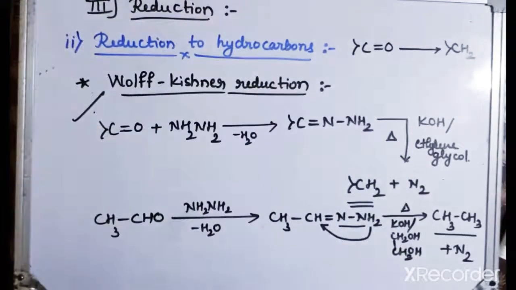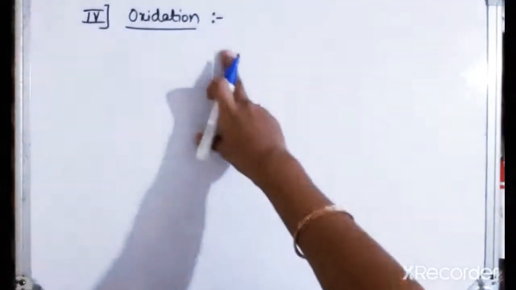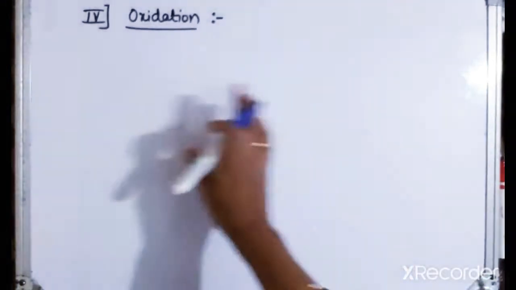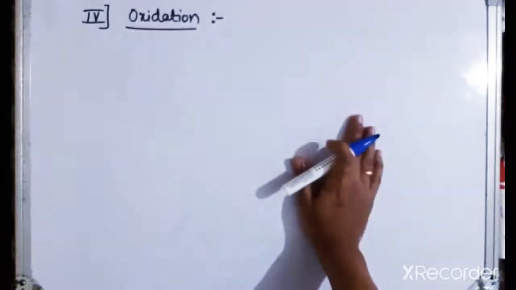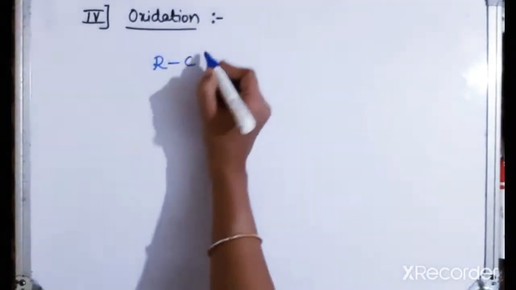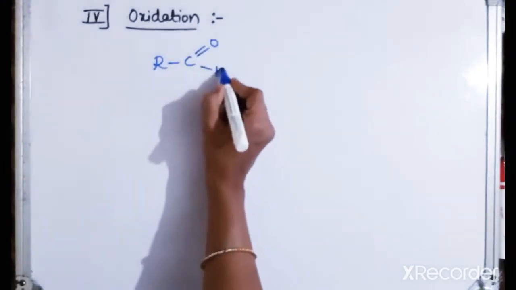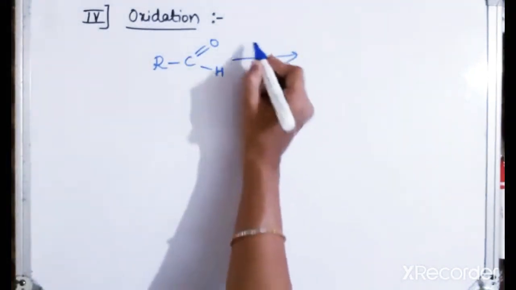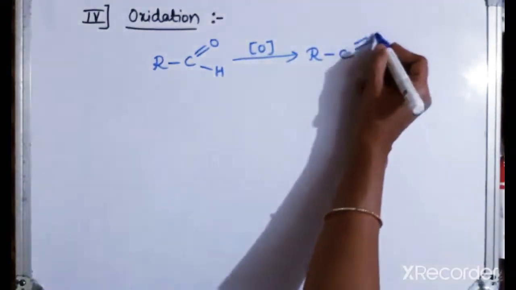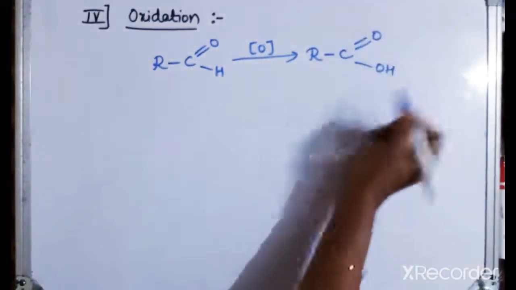Okay. Then the fourth category of reaction which aldehydes and ketones undergo is oxidation. Here aldehydes and ketones have different reactivity towards oxidation. Aldehydes undergo oxidation very easily. Aldehydes are written as RCHO. So this undergoes oxidation very easily to form a carboxylic acid. So this is very easy.